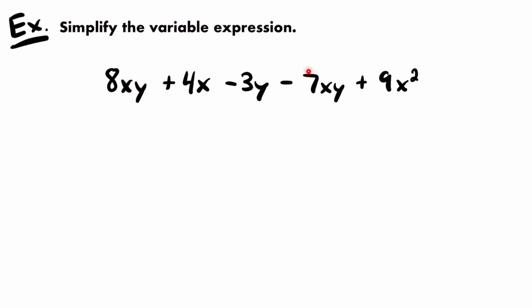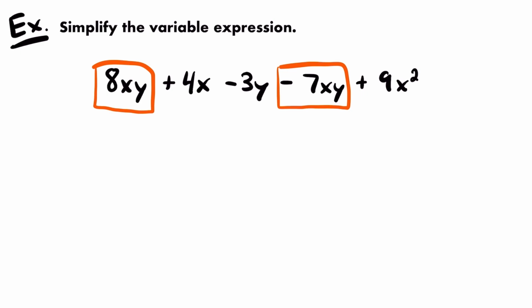But then moving on here, -7xy would be a like term. All right, so let's box those in. 8xy and -7xy are two terms with the same variable part, so they are like terms that we could combine. And that's it. There are no other terms with xy in them, so those are the only two terms with that variable part that we can combine. Now looking at the rest of our terms, they all have different variable parts, right? We have 4x, then -3y, and 9x squared. All right, those are three unique variable parts, and so the rest of these terms are not like terms. We cannot combine them in any way.